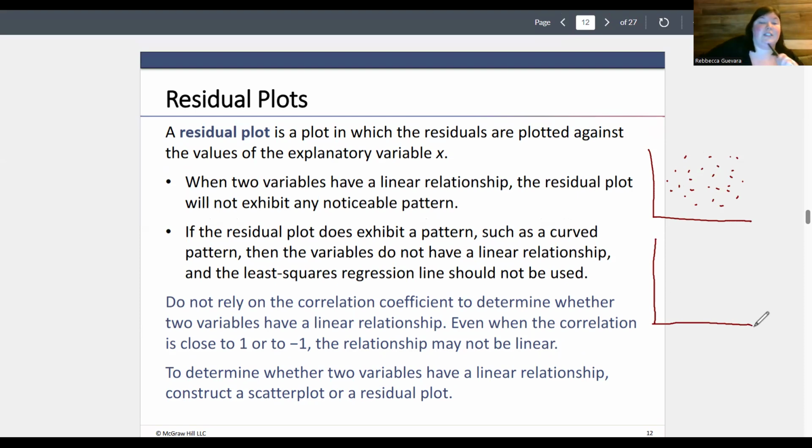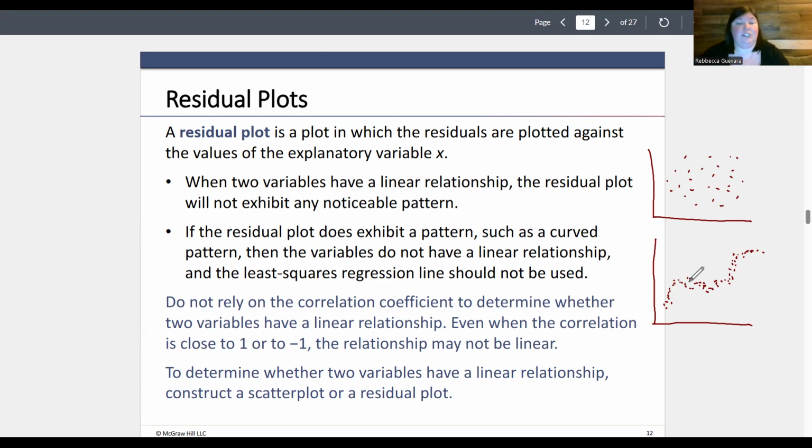If the residual plot does exhibit a pattern, such as a curved pattern, then the variables do not have a linear relationship and the least squares line should not be used. Sometimes you'll have something you think is going to be normal, and you do its residual plot and it will do something like this. So you see a definite pattern to the residuals that you wouldn't originally see. Residuals catch patterns and make them more obvious for us.